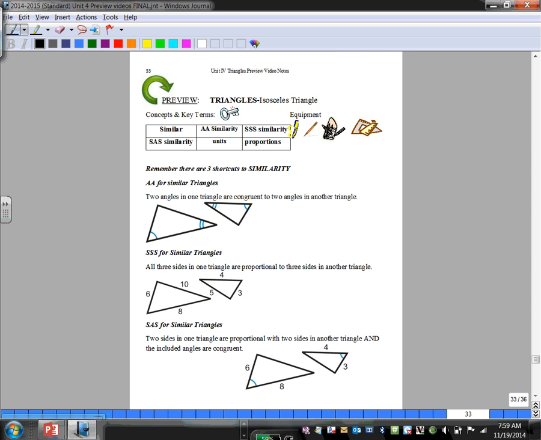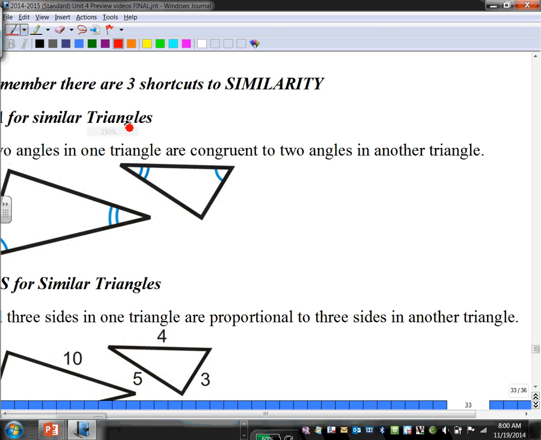Alrighty, students, so now let's recap our shortcuts to similarity because we're going to be working on those. Here are your keywords today: similar, angle, angle similarity, side, side, side similarity, side, angle, side. Pay very careful attention to units today, and of course, proportions, which we've been doing for 2 weeks.